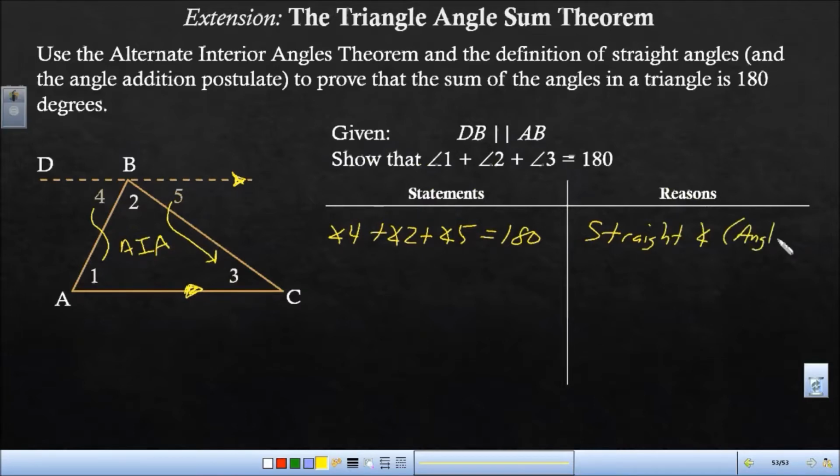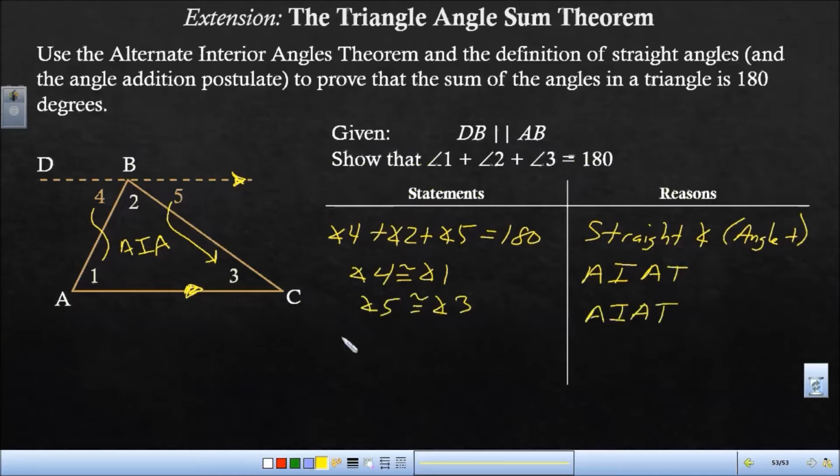Okay. Now, I know that angle 4 is congruent to angle 1 because of the alternate interior angles theorem. I know that angle 5 is congruent to angle 3. Again, because the alternate interior angles theorem. So by substitution, angle 1 plus angle 2 plus angle 3 is equal to 180.